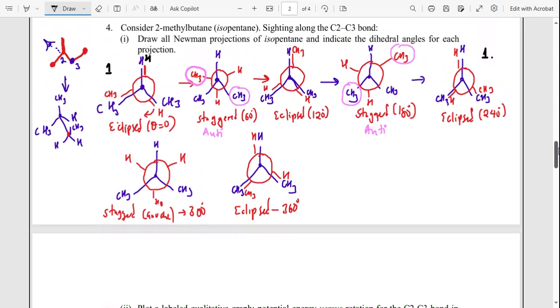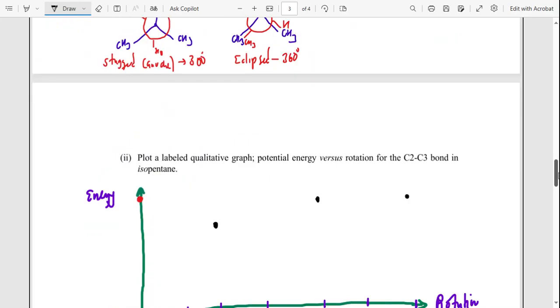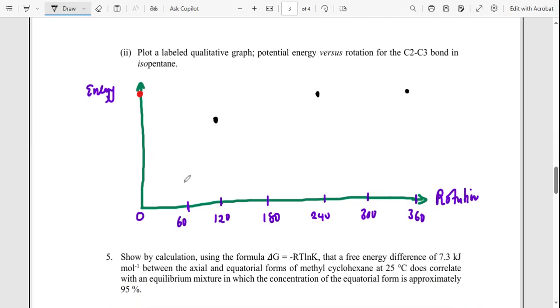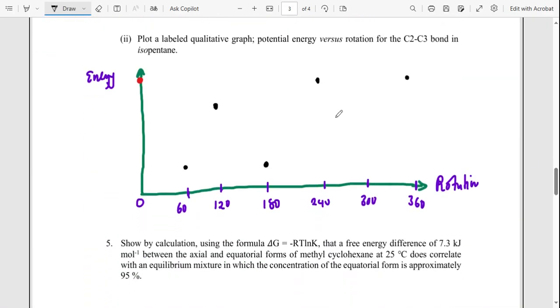And then we go to the staggered. For the staggered we start with the anti, which are the most stable. That is at 60 and 180, like this. And then we're remaining with the one at 300. It's also a staggered, but at least it has got more gauche. So it's going to have a bit higher energy than the other staggered. So it's going to be somewhere here.